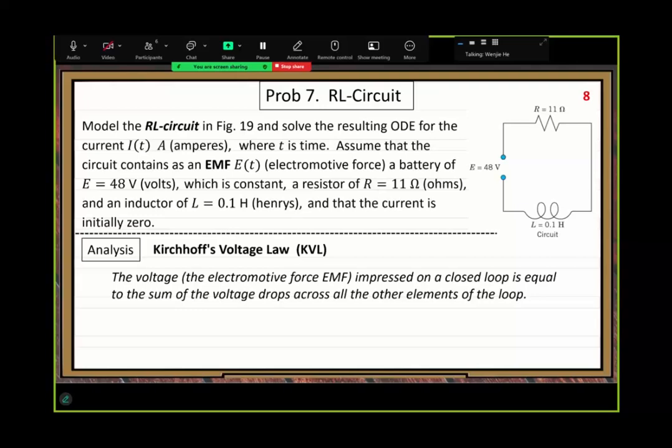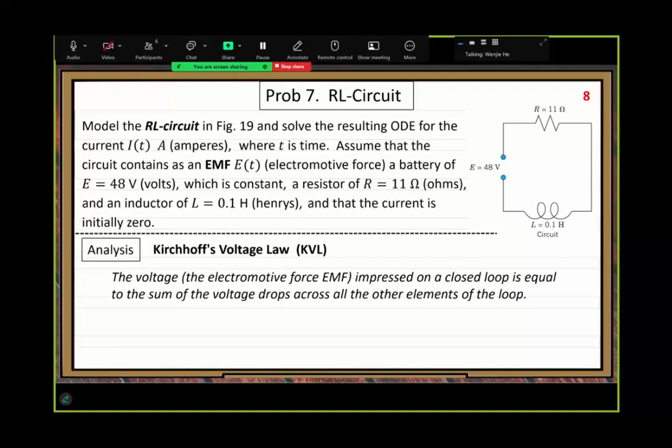Voltage drops twice. When electric current passes the first component, there is a first voltage drop. It passes the second component, there is a second voltage drop. But if we add these two voltage drops, then we get the EMF, the voltage provided by the EMF. That's the Kirchhoff voltage law.